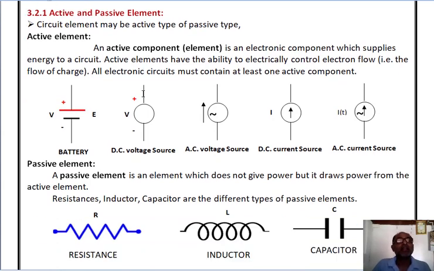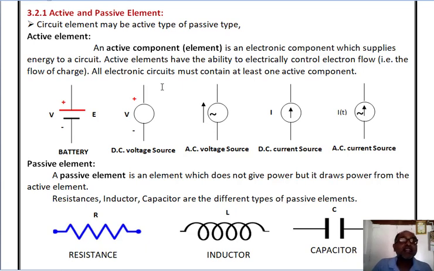Whatever elements are used in the circuit, they may be active type or passive type. So first, active type. The active type element is an electronic component which supplies energy to the circuit. That means it provides power to the circuit. And these active elements have the ability to control the flow of electrons, that means flow of charge. Each and every electronic circuit must contain at least one active component.